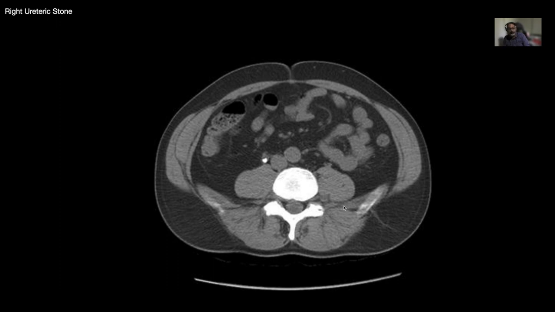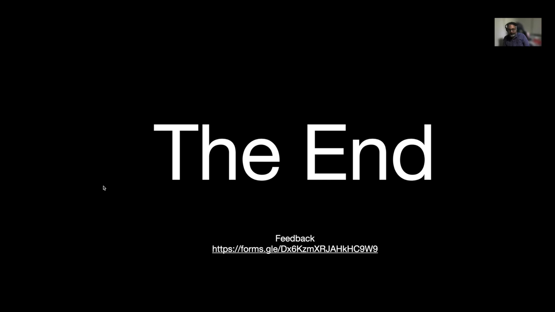If somebody presents with severe flank pain and shows up in the emergency and you ask them to get a CT, then if you're looking for renal stones, you'll be looking through this area to see if you can see any stones there. Even if you can't see the ureter, this is the area you'll be looking at. So, good job. Oh, and that's the end.